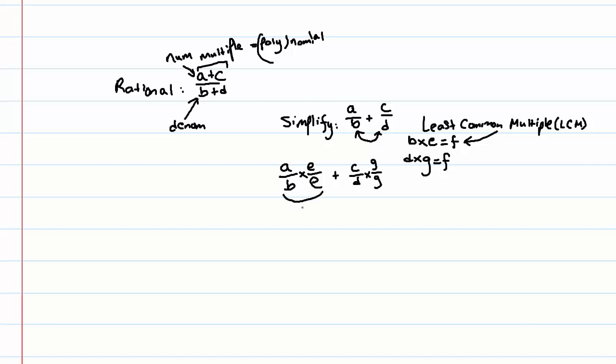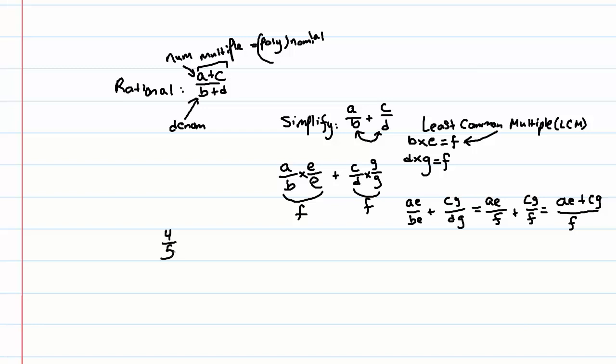Now b times e is f, and d times g is f. So when we rewrite this, ae over be plus cg over dg is really the same thing as ae over f plus cg over f. And now we can add these to get ae plus cg over f. This may look a bit confusing with all these variables, so let's try out an example.